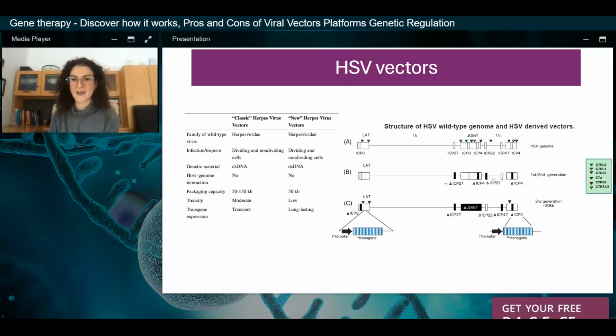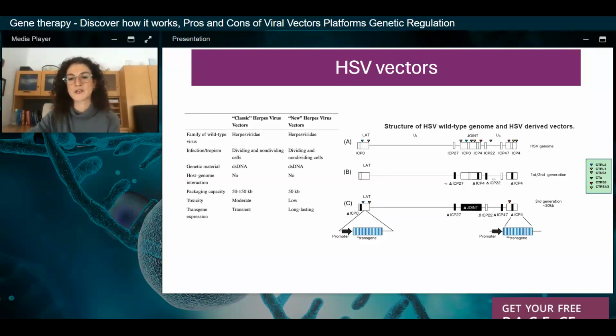So what about herpes simplex vectors? Herpes simplex vectors show multiple features that make them an ideal candidate for gene therapy application. First of all, their natural tropism for neurons, the high transduction efficiency for dividing and non-dividing cells, and their exceptional payload capacity that varies between 50 and 150 kb based on the various HSV vectors that are currently available. Moreover, the vector is always maintained as a non-integrating circular episome.